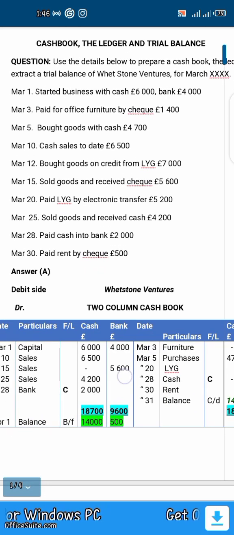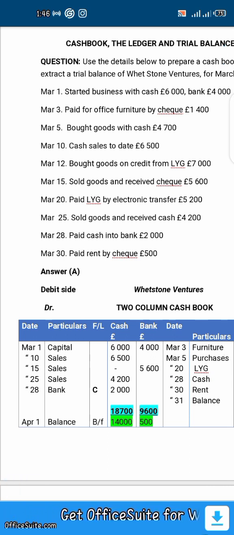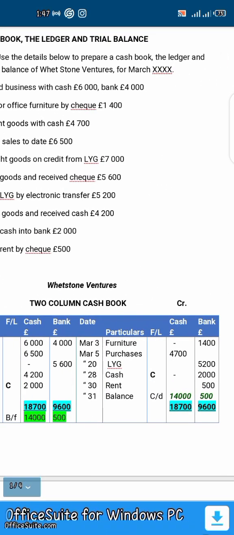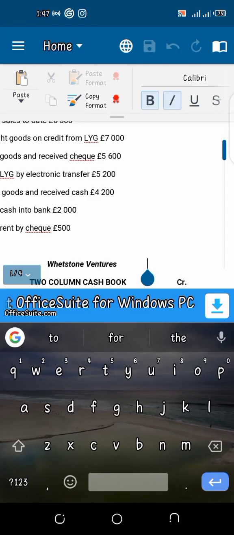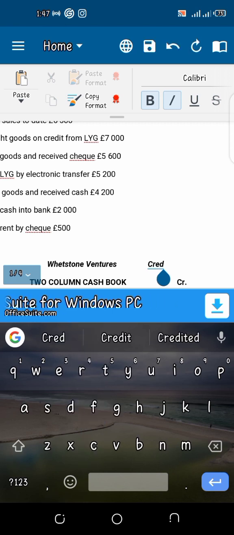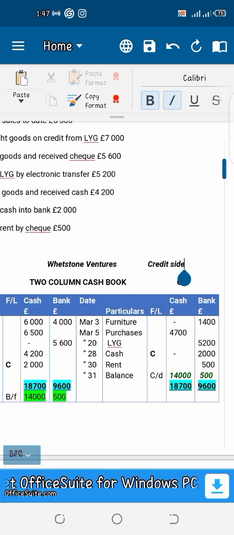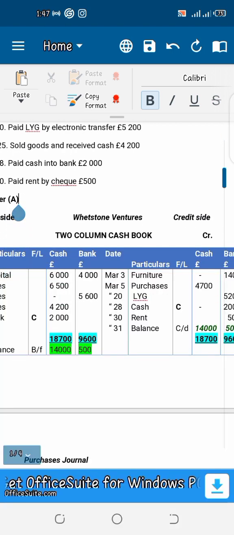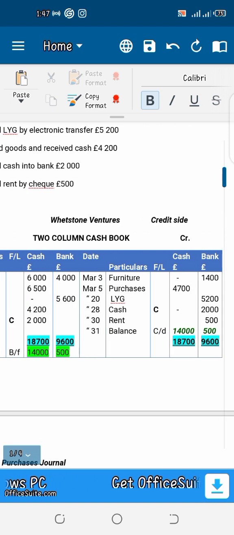So as we can see, a cash book usually contains the debit side, which is the left hand side, and the credit side, which is the right hand side. Let me add that here. The left hand side is the debit side, and the right hand side is the credit side.